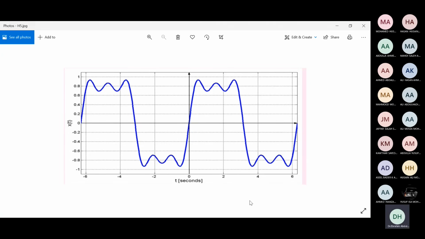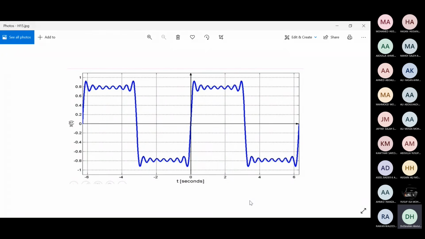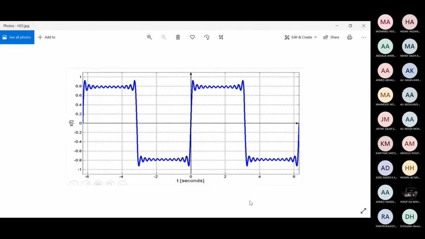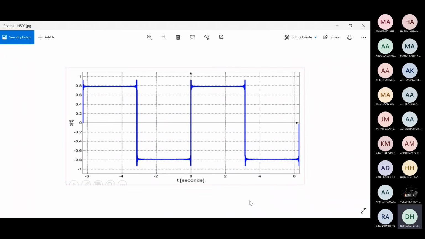شو تتوقع if I add more and more, what will happen? It will become closer to square wave. Exactly, yes. So if you go to until 7 terms, then you will get this. Until 15, you will get this. 25, 50, and 500. صار square wave.